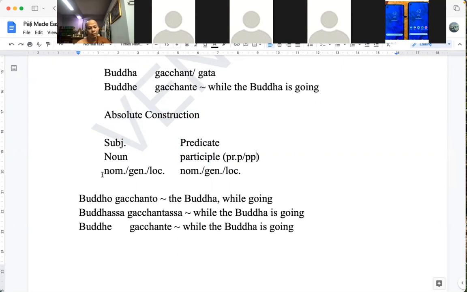So, and then they have the same case ending. If the subject is in the nominative case, the participle will also be in the nominative case. If the subject is in the genitive case, that participle will also be in the genitive case. If the subject is in the locative case, the participle will also be in the locative case. So based on the case ending, if they are in the nominative case, it is the nominative absolute, or the genitive absolute, or the locative absolute.